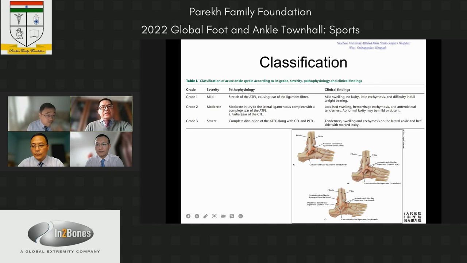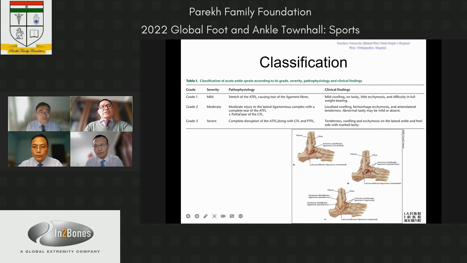Bone tenderness at the distal 6 centimeters of the posterior edge of the tibia, or tip of the medial malleolus, or bone tenderness at the distal 6 centimeters of the posterior fibula, or tip of the lateral malleolus, may indicate a fracture. The Ottawa ankle rules are highly sensitive in identifying ankle fractures and can reduce unnecessary radiography.